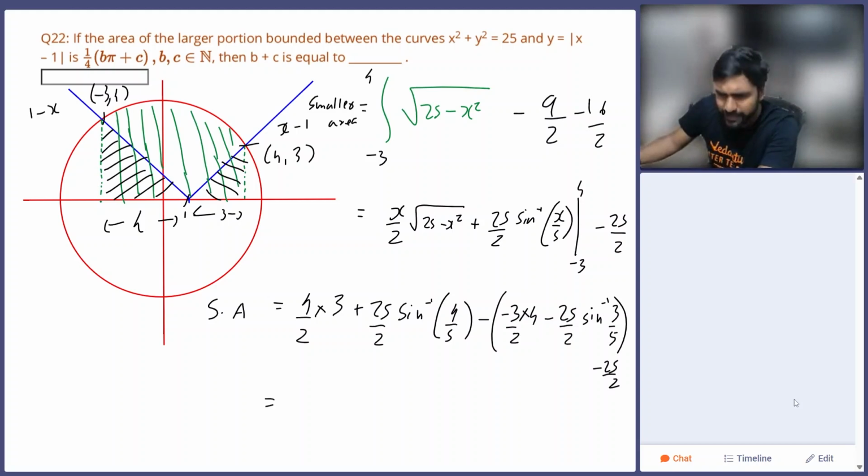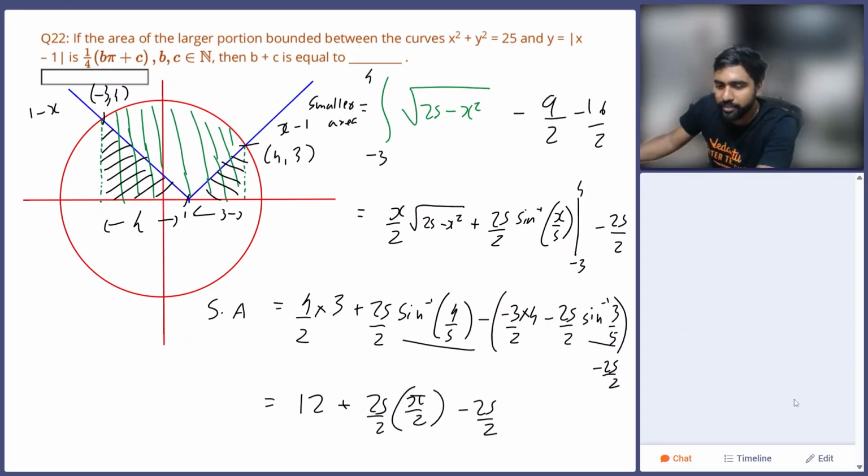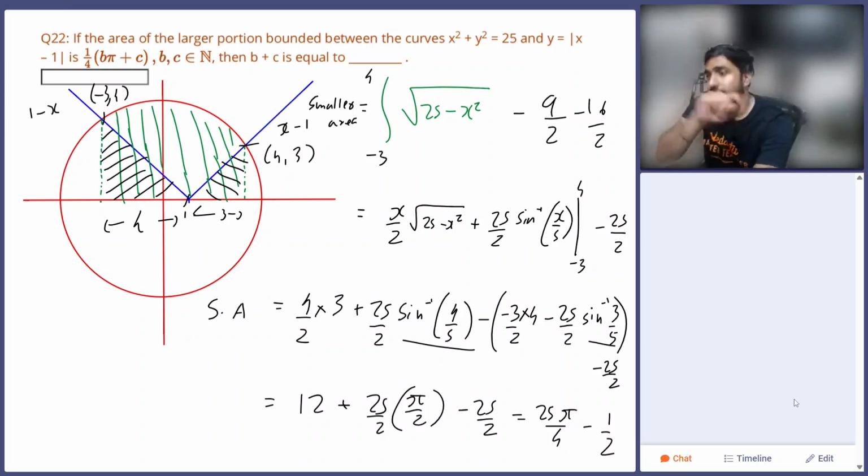Okay, let's club the terms together. So 4 by 3 divided by 2, and there's this minus minus plus 4 by 3 divided by 2, that is 12, plus this 25 by 2 into sine inverse 4 by 5 plus sine inverse 3 by 5. That's basically two angles of a right angle triangle over here. That sum will be equal to pi by 2 minus 25 by 2. Now what is this? This right here is nothing but 25 pi by 4 minus 1 by 2, right? Now this is the smaller area.